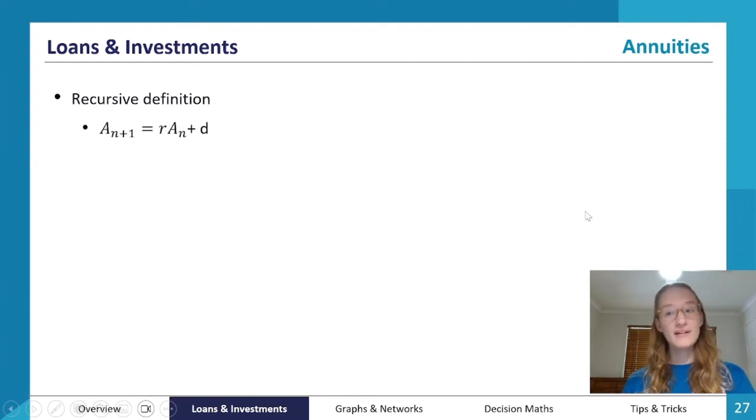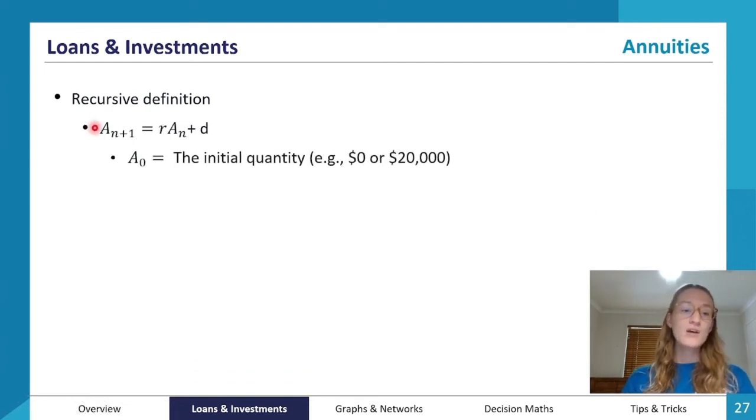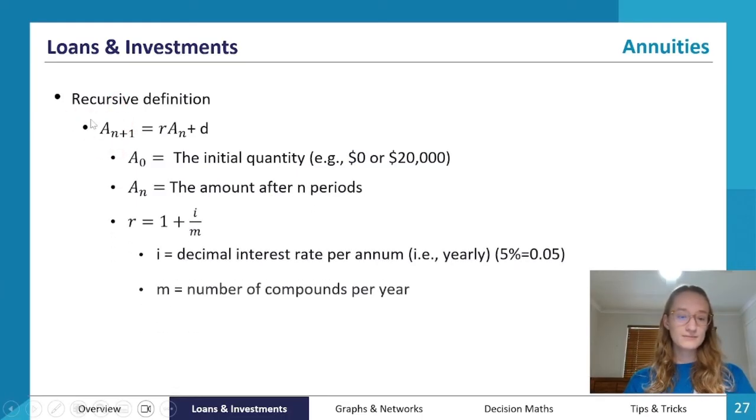We can also calculate annuities using recursion. We can see our formula here. Again, it makes sense. Let me just pull up our other variables.